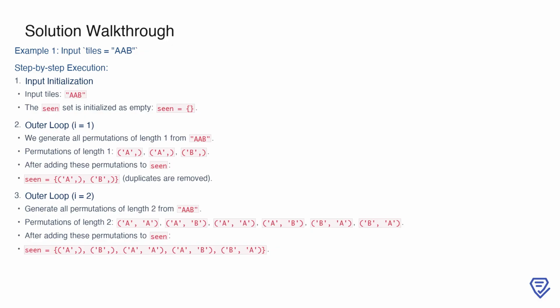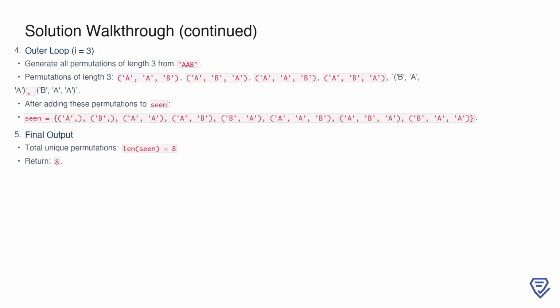The results include b, and some duplicates of these. After adding the unique combinations to scene, we now have a, b, and b. This incremental approach ensures we systematically account for all valid permutations while avoiding duplicates.